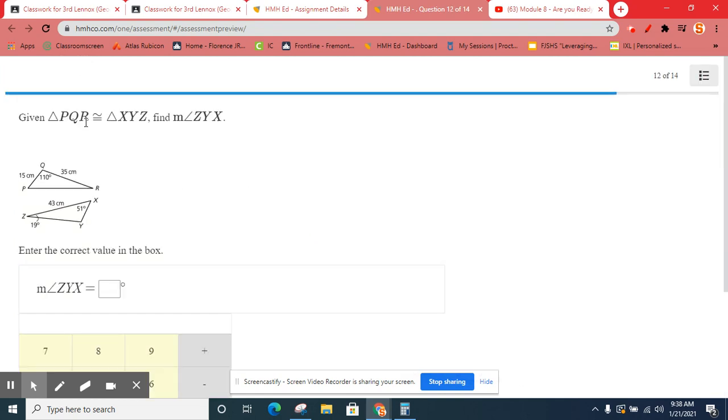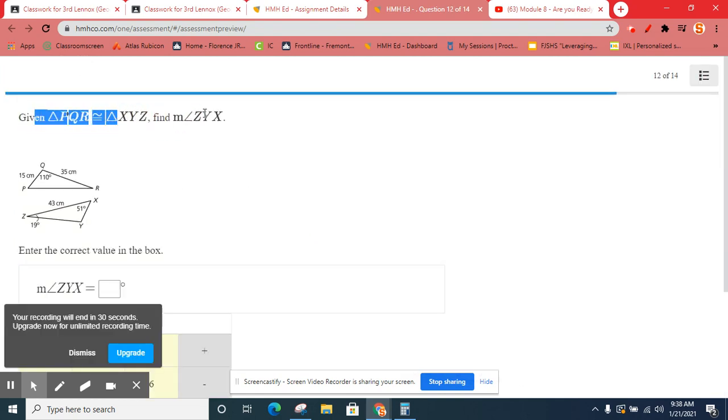Okay, so anyways, again, they tell you these are congruent, so find the angle of ZYX, and you're looking for the Y angle. You can see the Y matches up with the Q angle over here, so that must be 110. And that's how you'll finish the last couple there, guys.